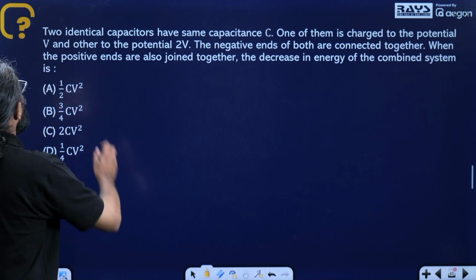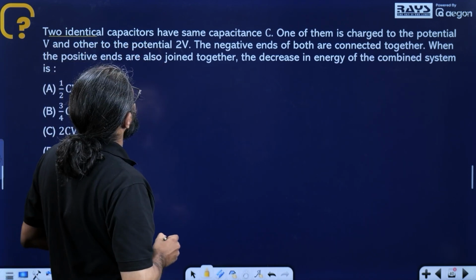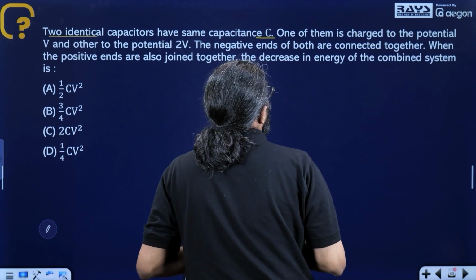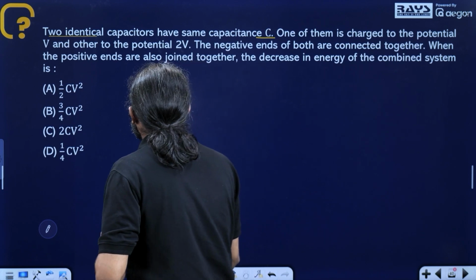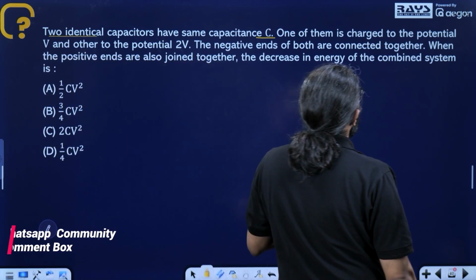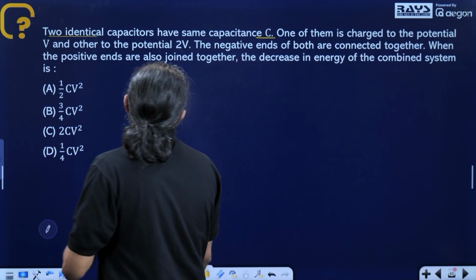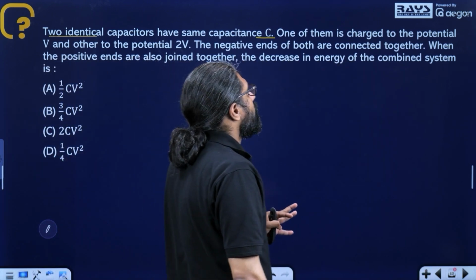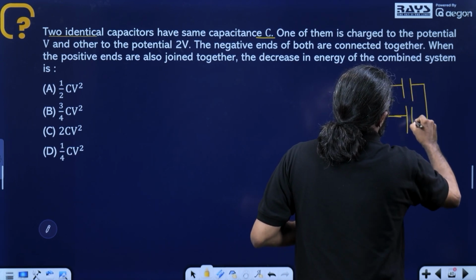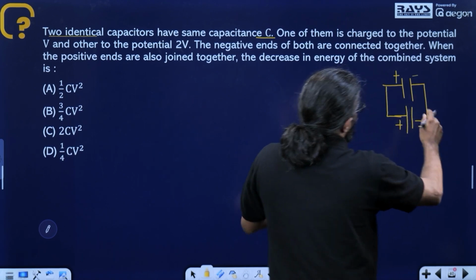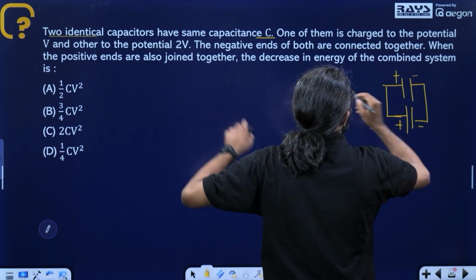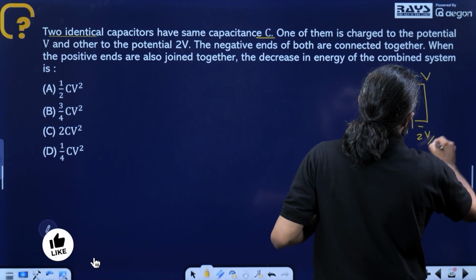Now, the next question here. Two identical capacitors having same capacitance C. One of them is charged to the potential V and the other to the potential 2V. The negative ends of both are connected together. When the positive ends are also joined together, the decrease in energy of the combined system is. Okay, in this case, we have two capacitors here and we are connecting them with the same polarity here. The first one was charged to V and the other one was charged to 2V.